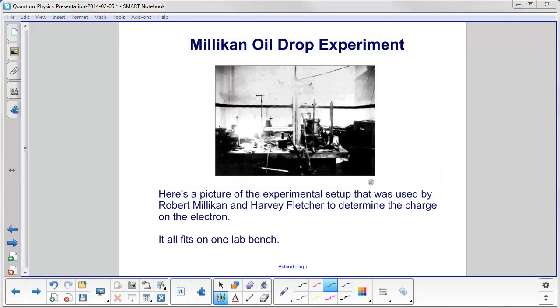Here's a picture of the experimental setup that was used by Robert Millikan and Harvey Fletcher to determine the charge on the electron. And it's a little tricky to see, but if you just look right here, that's a lab bench. The entire setup fit on one lab bench, and that's how they came up with the charge on the electron.